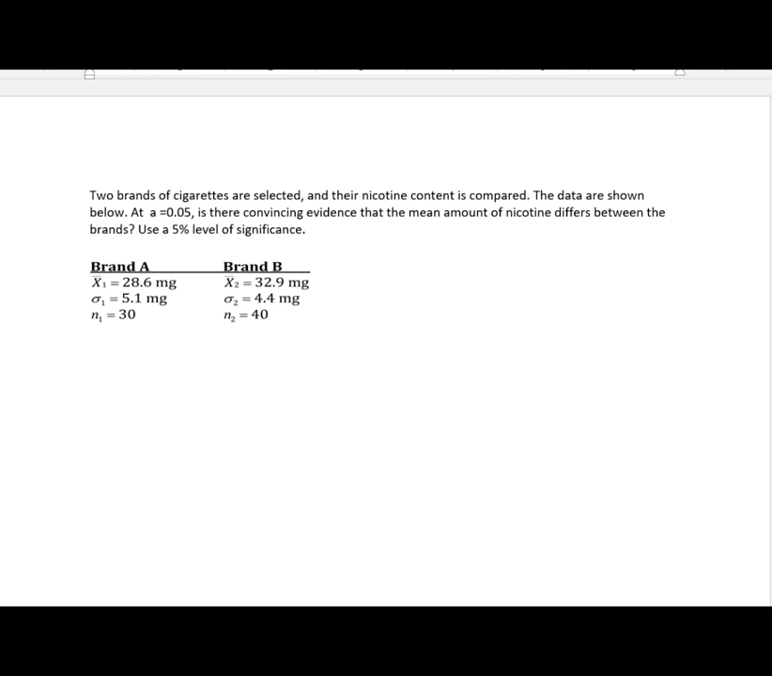Two brands of cigarettes are selected and their nicotine content is compared. The data are shown below. At alpha equal 5%, is there convincing evidence that the mean amount of nicotine differs? What does differ, guys, mean? It means not equal to between the two brands. Use alpha equal 5%. So we're going to write down the null and the alternative hypothesis, and then we can proceed to the test.